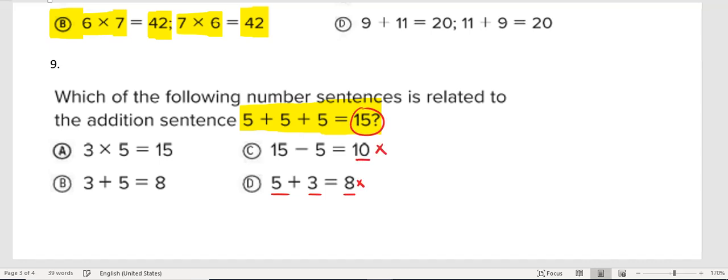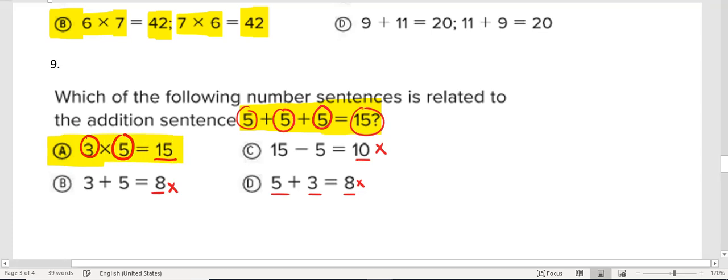Equals 10, no. Equals 8, no. Equals 15. But let's see. How many 5s do we have here? 3 fives. So 3 times 5 gives 15. So our correct answer is this.